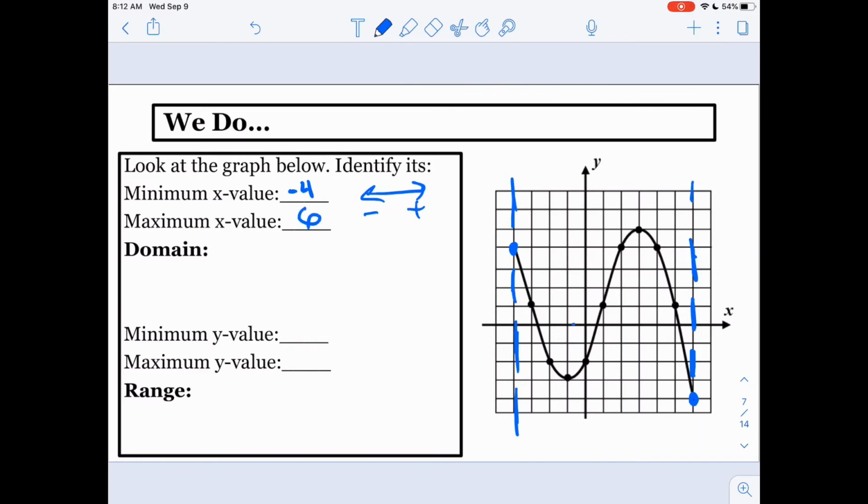Now that you know your proper minimum and maximum, write the domain using the proper notation. Pause the video here for 1 minute. Your domain should look like -4 less than or equal to x less than or equal to 6. Now let's take a look at our minimum y and our maximum y value. Pause the video here for 1 minute.